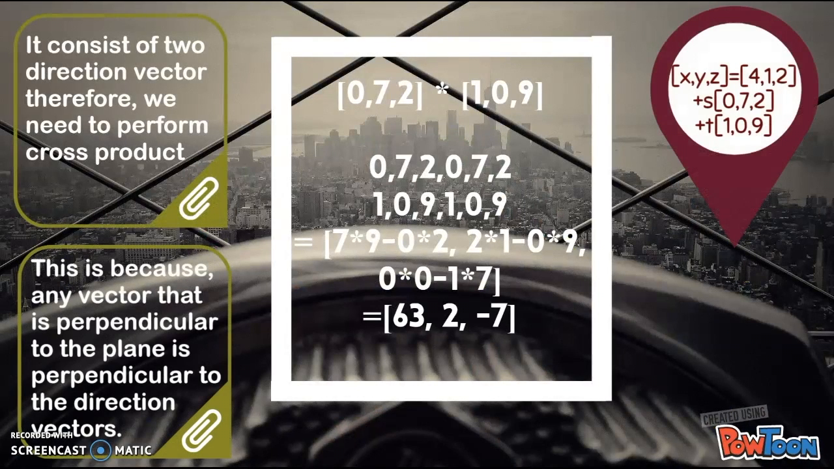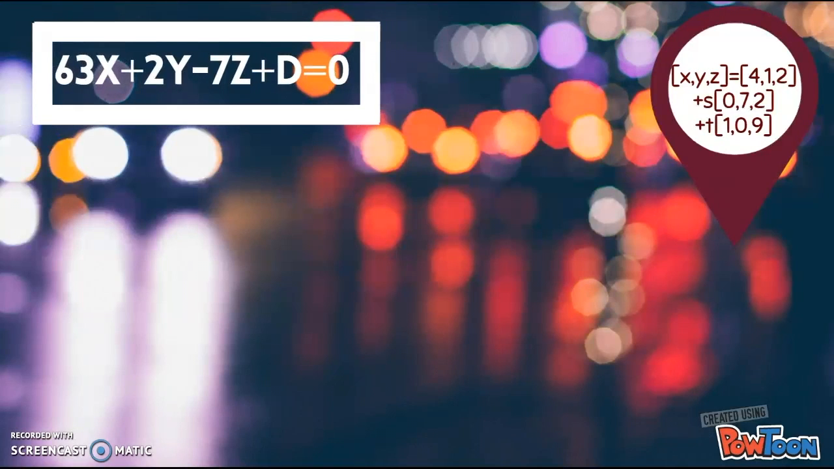This vector equation consists of 2 direction vectors. So we will have to cross product the direction vectors because any vector that is perpendicular to the plane is perpendicular to the direction vectors. The value we found is 63, 2, negative 7.